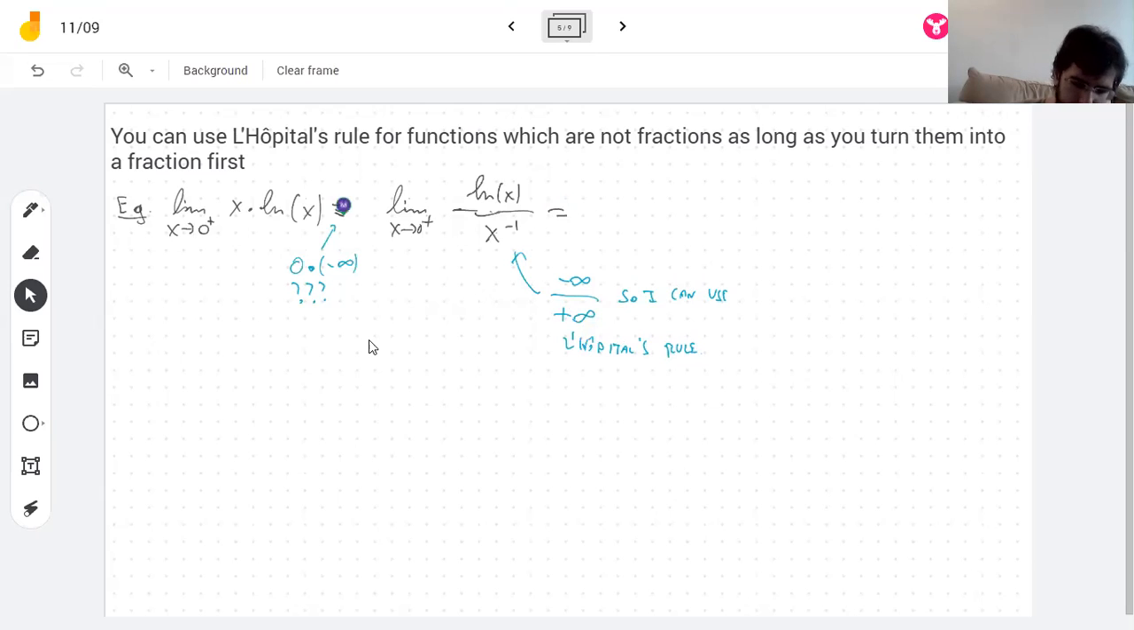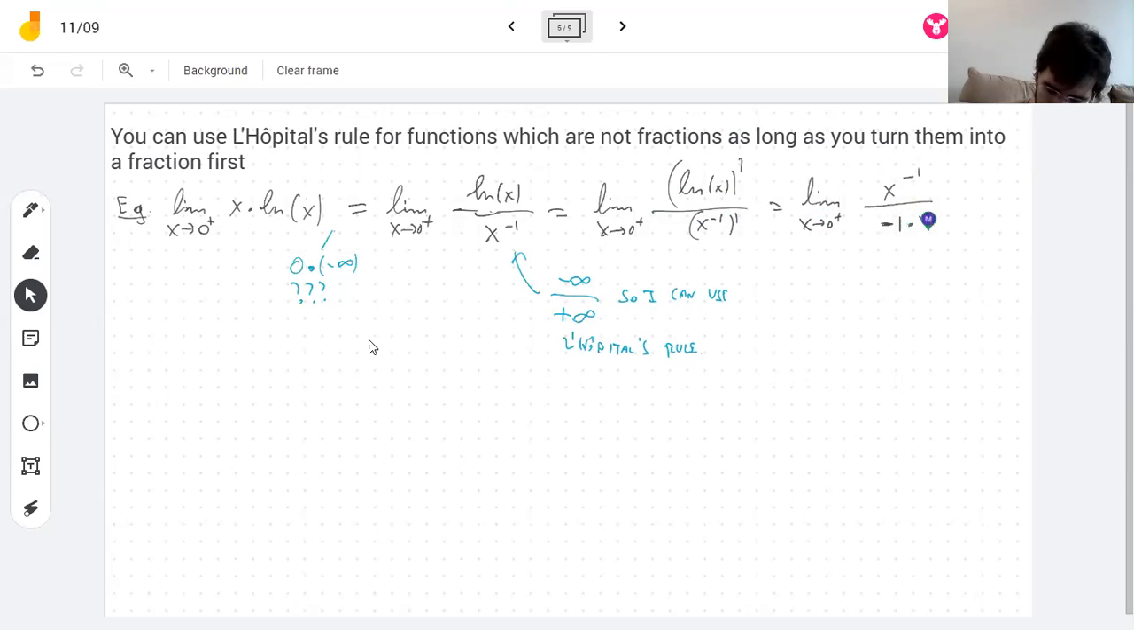So what do I do? I just take the derivative of the numerator and the denominator. I take the derivative of the logarithm, and I take the derivative of x to the negative one. And those are both pretty easy. The logarithm becomes 1 over x when I take the derivative, and the power rule says you get negative 1 times x to the negative 2. So this is again infinity divided by infinity, and I could use L'Hopital's rule, it just wouldn't make it easier.